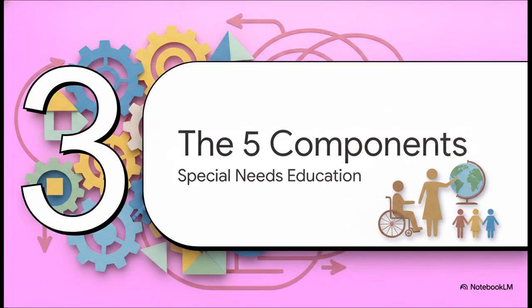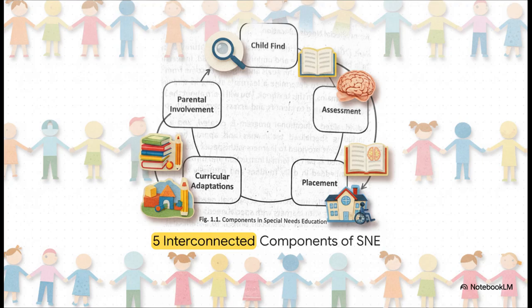And that brings us to Section 3, the 5 components of special needs education. Let's see how this builds from theoretical dimensions into practical, real-world execution. To make sure this next part is fully accessible to everyone listening, imagine a continuous cycle on the screen made up of 5 interconnected steps. At the top is child find, which flows clockwise down to assessment, then over to placement, up to curricular adaptations, and finally to parental involvement, which loops us right back to the start. This cycle represents the crucial, ongoing heartbeat of providing special needs education.